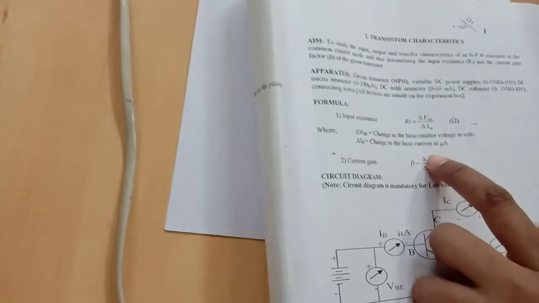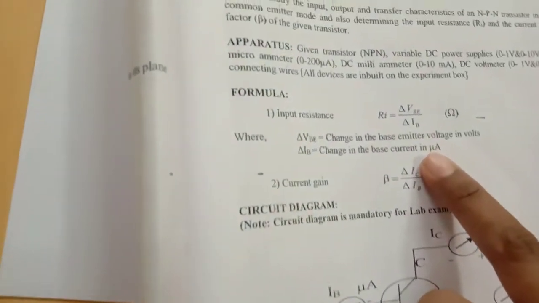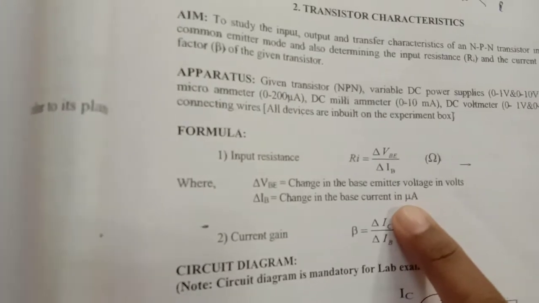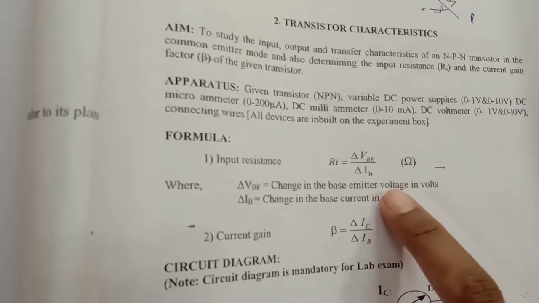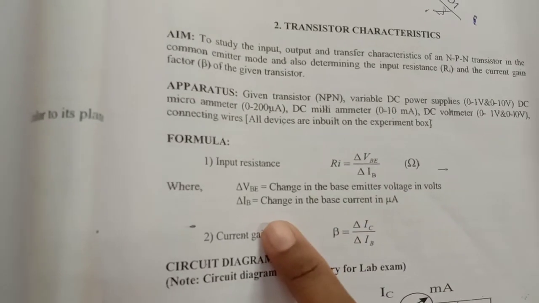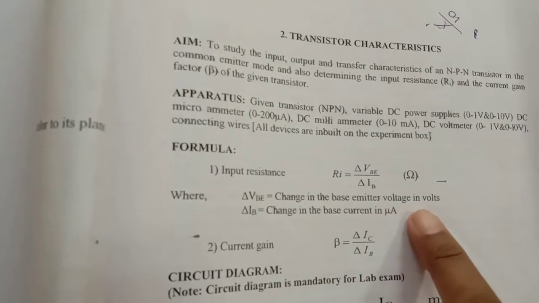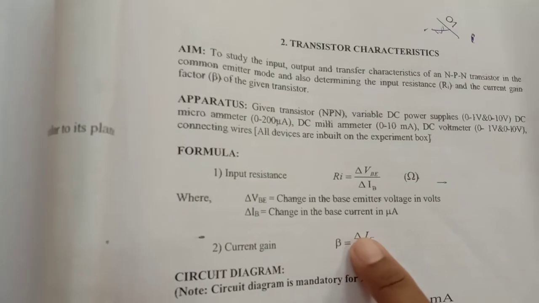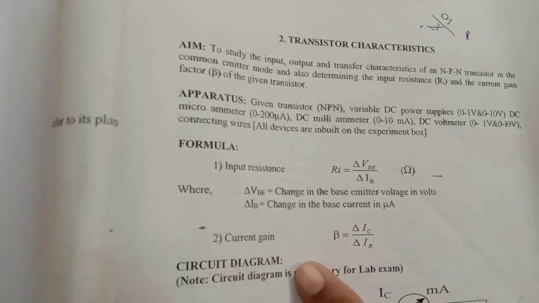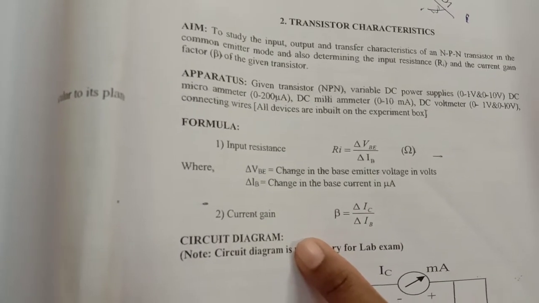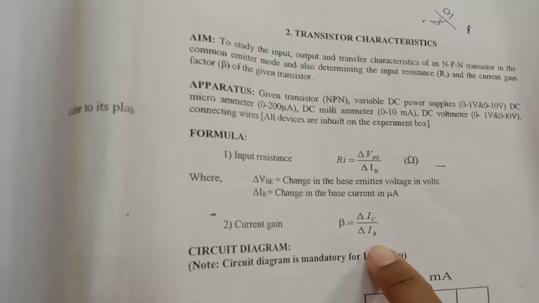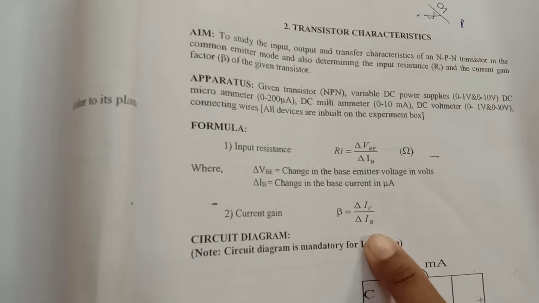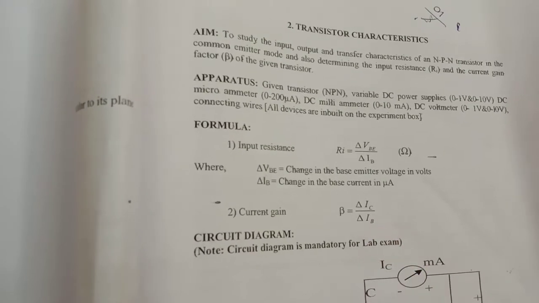And the formula required to calculate the input resistance of a given transistor when it is in input characteristics is Ri equal to delta VB by delta IB. Where delta VB is the change in the base emitter voltage in volts and delta IB is the change in the base current in microamps. And the second parameter you need to calculate is the current gain, which is beta, the ratio of IC to IB. So in order to calculate this, we need to connect a circuit of this form.